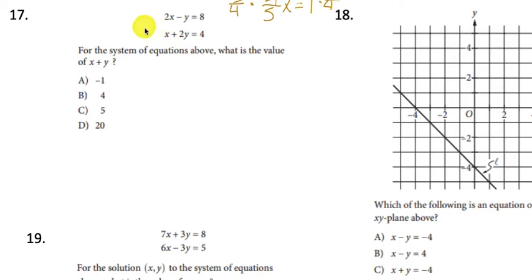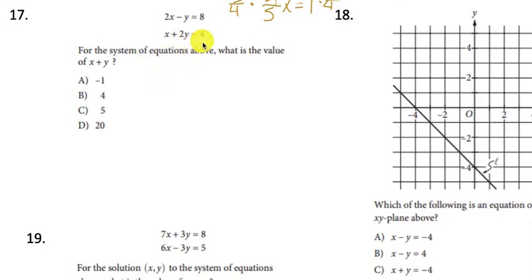Here we have a system of equations, 2x minus y equals 8, and x plus 2y equals 4. For the system of equations above, what is the value of x plus y? We're going to solve for one of the variables, and then once we have both, we're going to add them together. We're going to start off with the equation on the bottom.